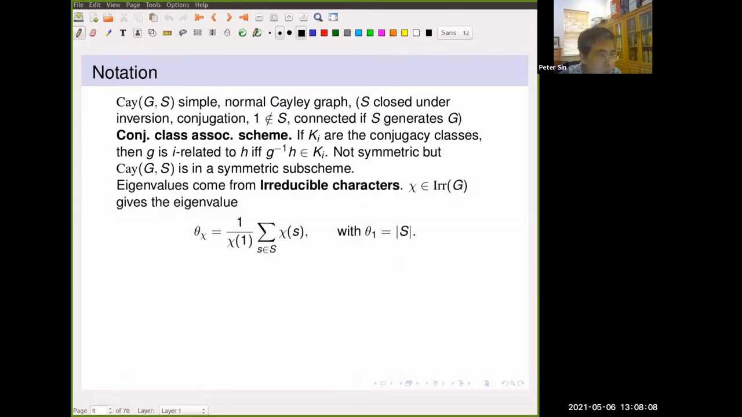Then the eigenvalues of the graph come from the irreducible characters of the group. Each irreducible character chi gives the eigenvalue theta sub chi, which is the same formula as Karen had in her talk. And of course theta sub 1, corresponding to the principal character, is just the size of S.